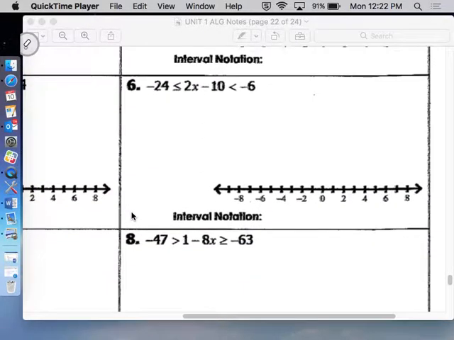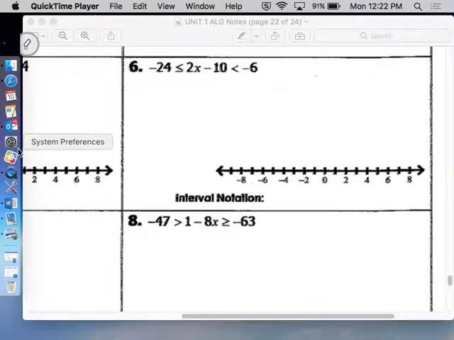Let's look at problem number 6. So this is my conjunction. It's written as a string. My job is to isolate the x in the middle. So what I do in one spot, I have to do in 3 places. So I now have negative 14 is less than or equal to 2x, which is less than positive 4.